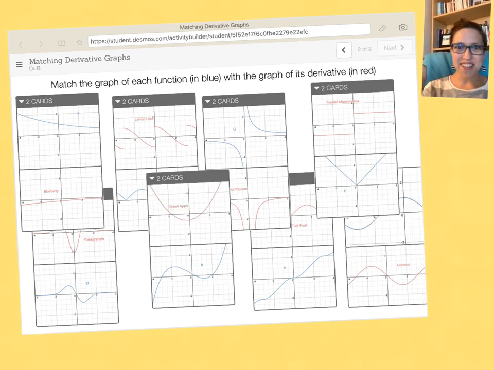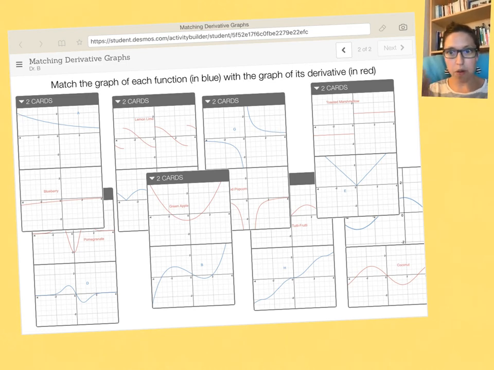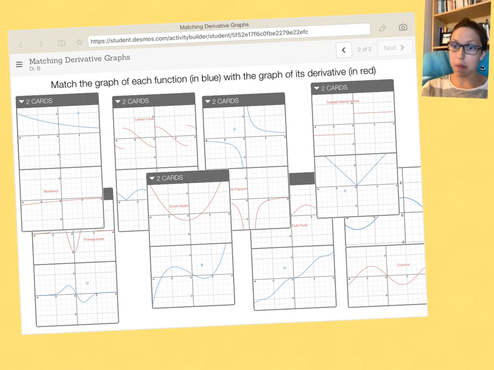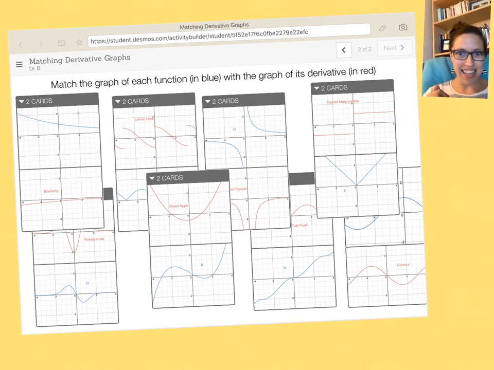All right, folks, here goes nothing. I'm going to attempt to talk you through the pairs of functions and derivatives that come out of this matching activity we did on Desmos in class today. Okay, so where shall we begin?